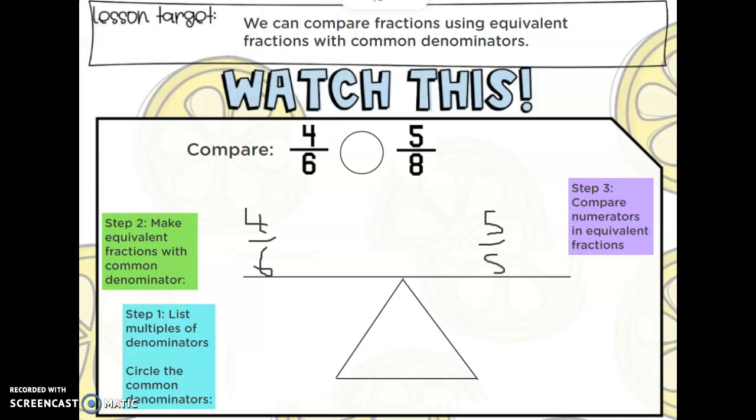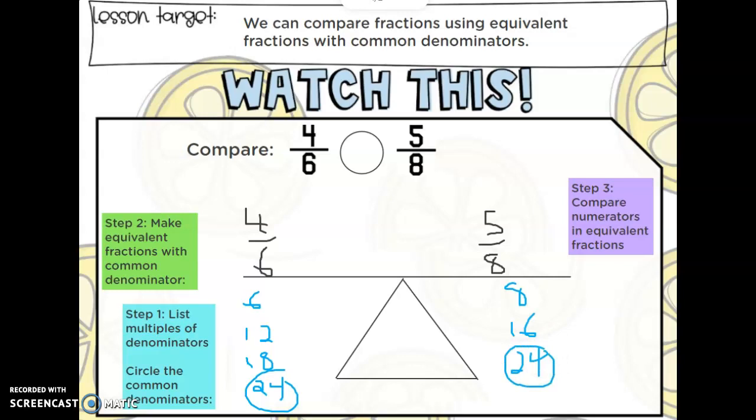Sorry about that. I wrote 6ths instead of 8ths. There we go. So I'm going to list my 6's: 6, 12, 18, 24, and then I'm going to list my 8's over here: 8, 16, 24. So now I'm looking at these and I'm looking for a common one that's the same. What multiple do I see on both of my towers? I see 24 over here and 24 over here.